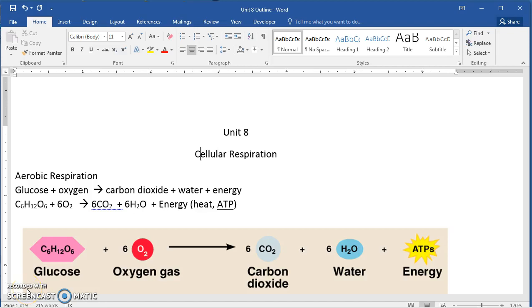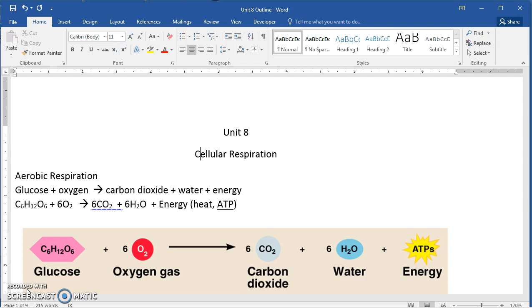This is screen capture video unit 8. It's the first video of this unit, and it covers cellular respiration. Cellular respiration would be the chemical activities, the metabolism.